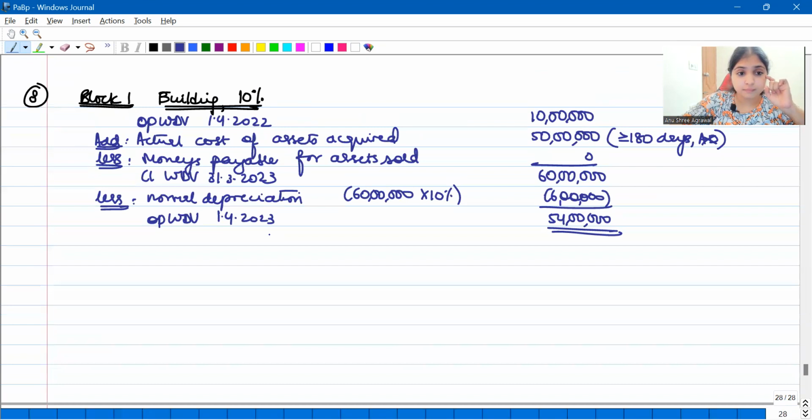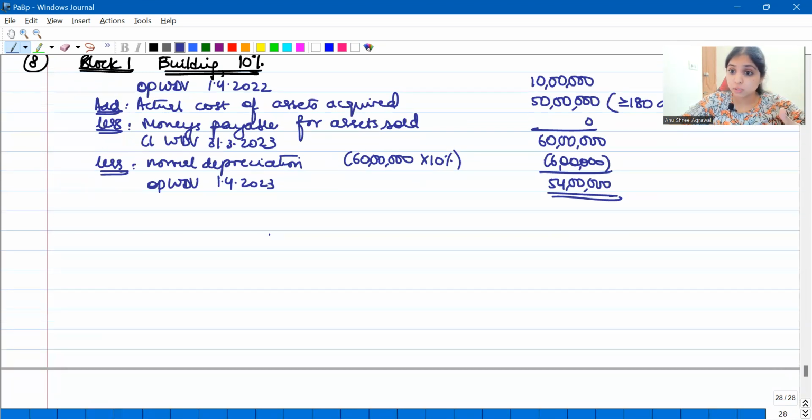Remember, I'm hoping everybody has written the rule. Whenever you purchase a new asset, you always think about two things. 180 days criteria and additional depreciation. Let's close block 1. Let's go to block 2.